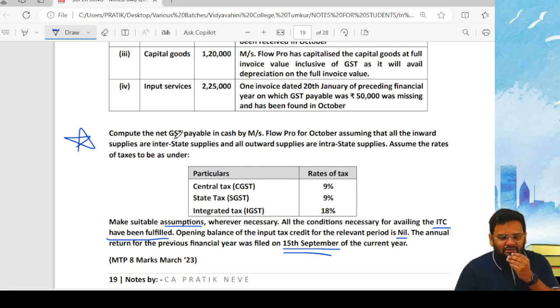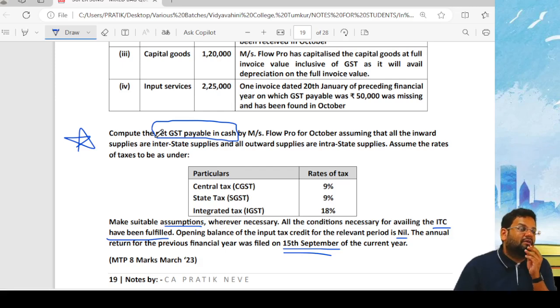the question is asked, compute net GST payable in cash. So that's the ultimate question. Net GST payable in cash. For which month? For October.